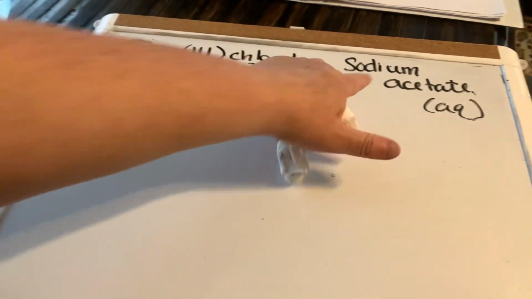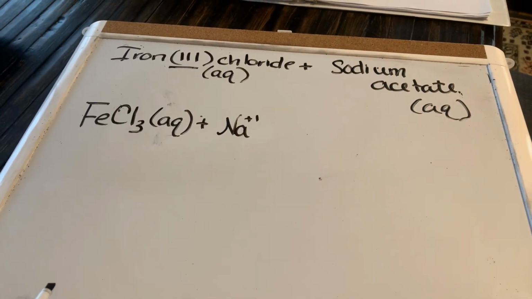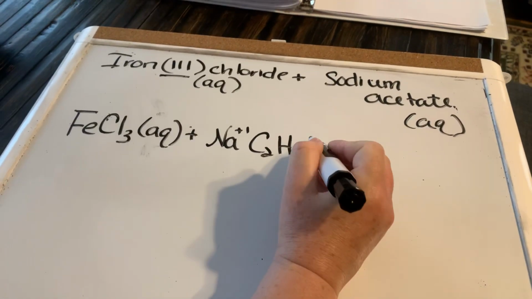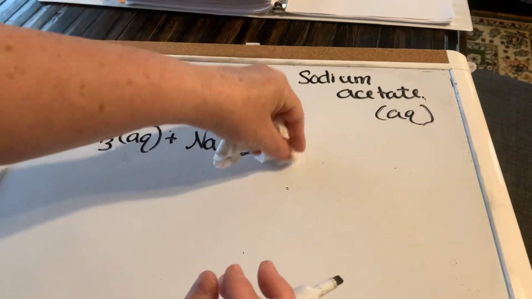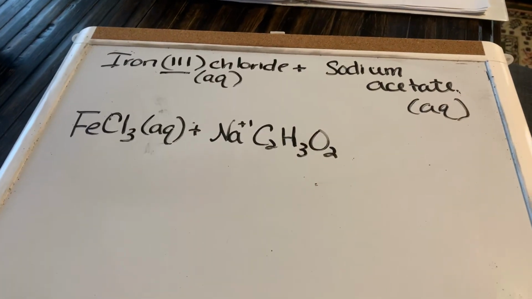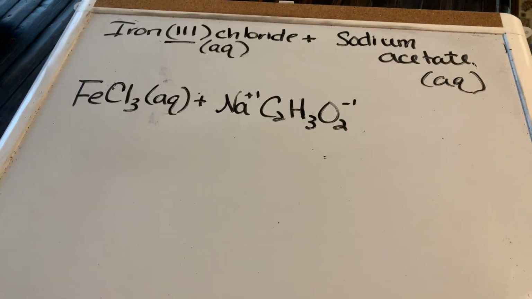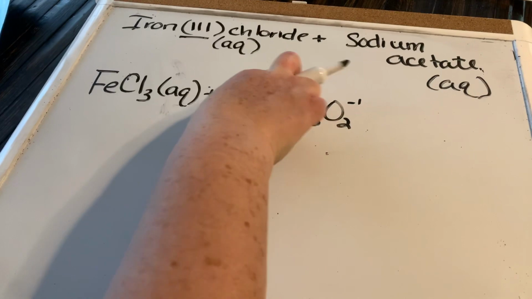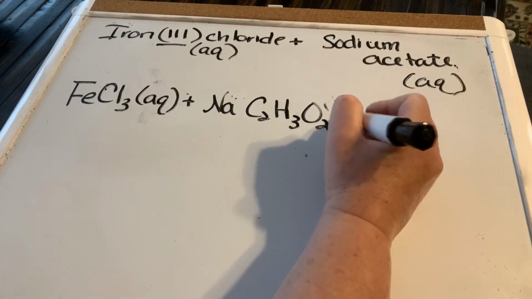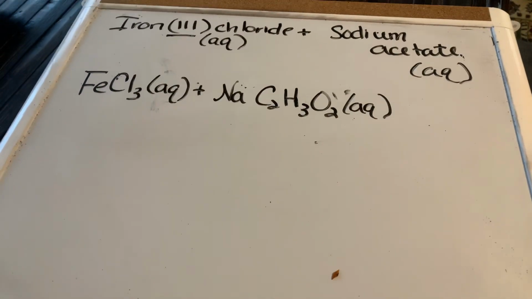Plus. Sodium is Na. Na is plus 1. Acetate, we know, is C2H3O2. Oh, I'm sorry, H3. Sorry. Actually, I did memorize my polyatomic ions. I just made a mistake. So C2H3O2, and that is negative 1, okay? When you drop your signs and cross them down, you just get that, okay? We already know that that's aqueous because we set it up there, okay?